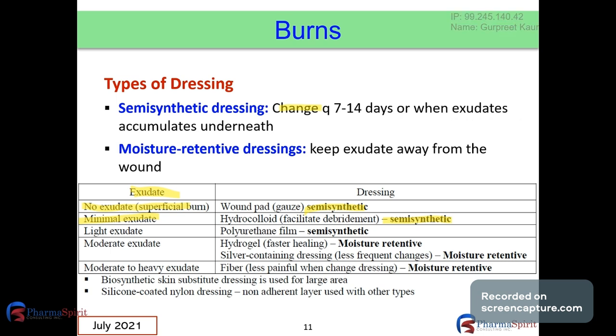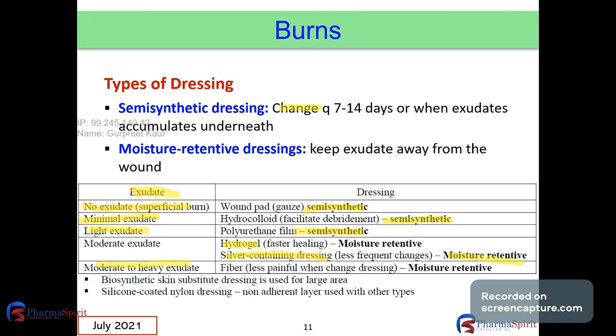If the patient has light exudate, they use the polyurethane film, which is a semi-synthetic one. For patients with moderate exudate, so a little bit larger amount, here they start using the moisture retentive dressing. For the moderate exudate, they can use the hydrogel, which promotes faster healing. And they can also use the silver-containing dressing, which requires less frequent changes, and it's also moisture retentive.